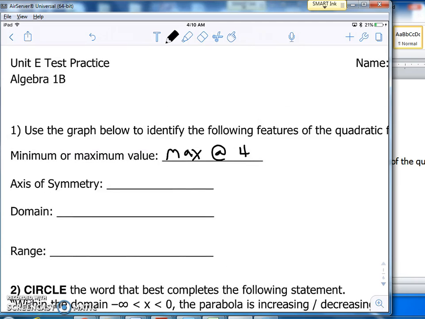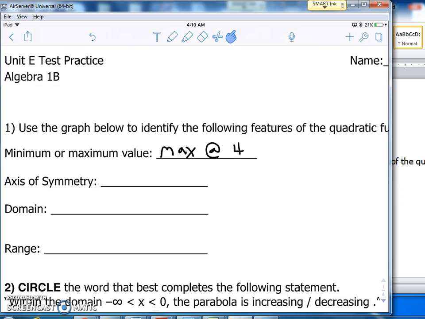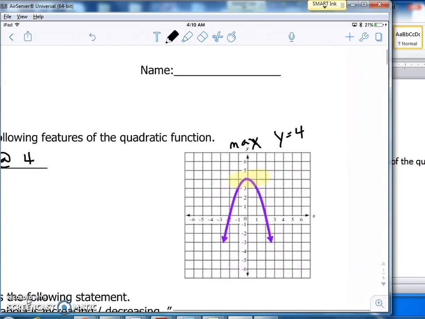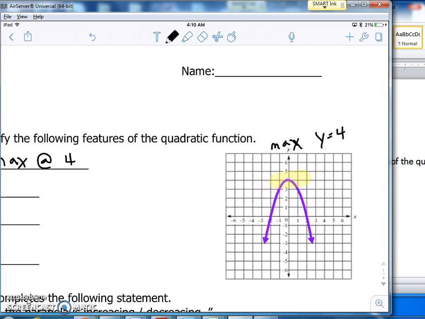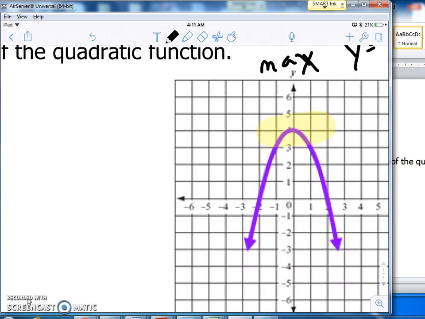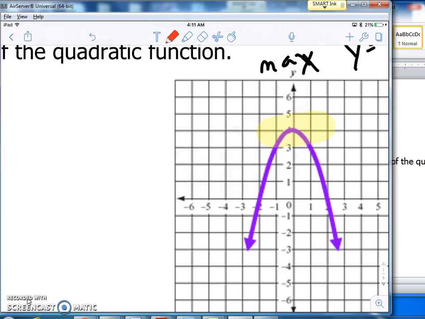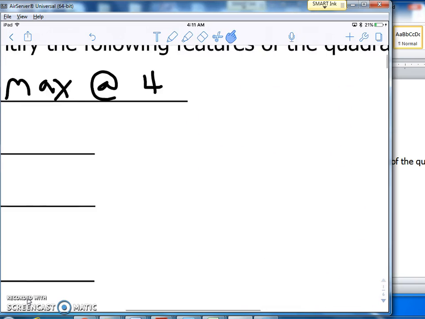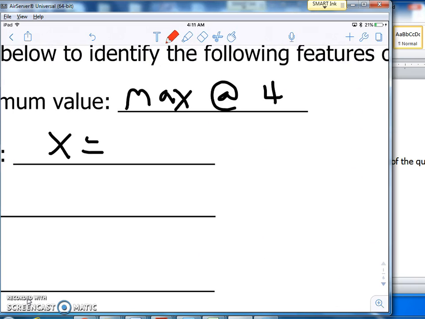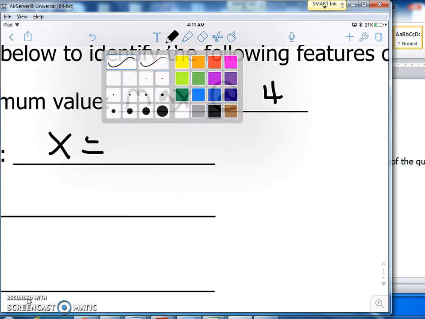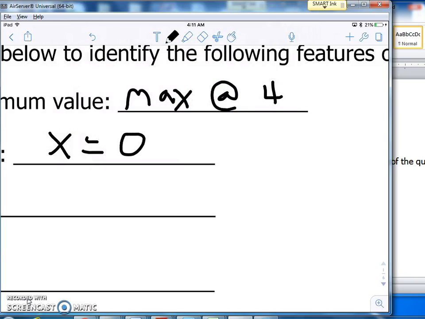Axis of symmetry. The axis of symmetry is always going to be an x equals line for our parabolas. And we're going to see where it gets split down the middle. It goes through the vertex. It's the x equals line through the vertex, so in this case it is x equals 0. So our axis of symmetry is x equals 0.